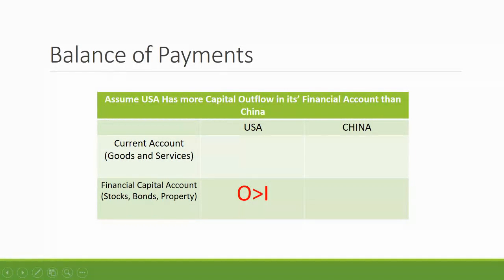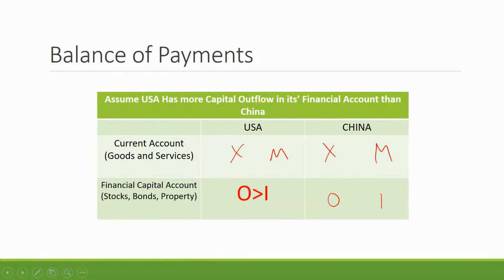Okay, let's try another one here. Assume the U.S. has more capital outflow in its financial account than China in this particular case. Take a quick second, fill out that chart. Let's see if you can figure out what you need to do. Okay, so I'm just going to fill in what I need. I got an X, I got an M, I got an X, I got an M. All these are going to look the same.